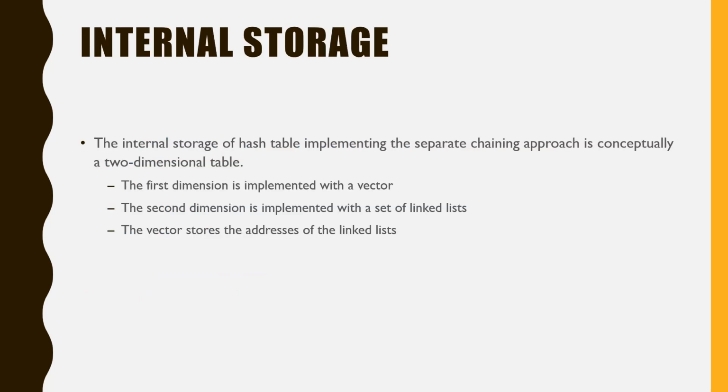Now, let's take a look at the implementation of the hash table class. Recall that we can treat the internal storage of a hash table with separate chaining as a two-dimensional table. The first dimension is implemented using the myVector class. The second dimension is implemented using the myLinkList class. The records are stored in the linked lists.